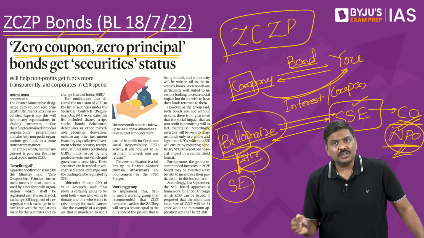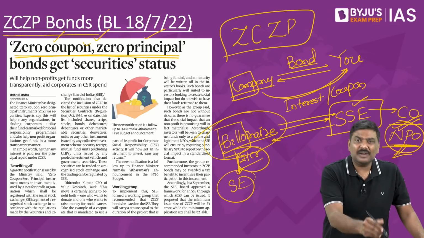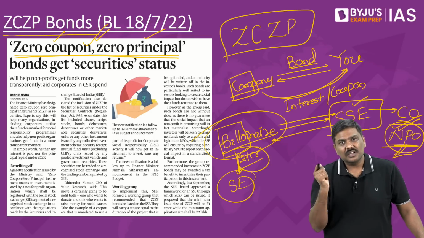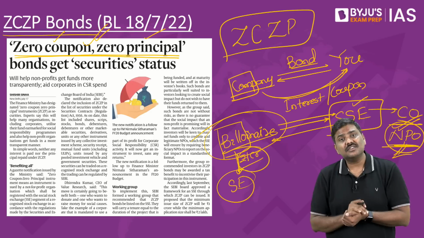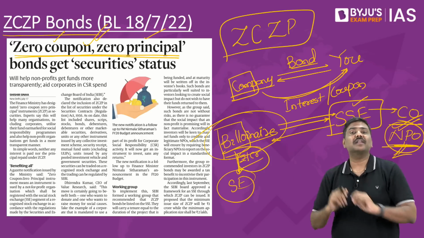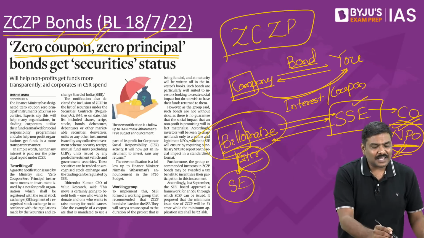If the NPO wants to sell its bonds, which are nothing but zero coupon, zero principal bonds, now it has to conduct audits. There has to be transparency in the system so that the donors will have more faith in the functioning of these particular NPOs. That is the precise reason.